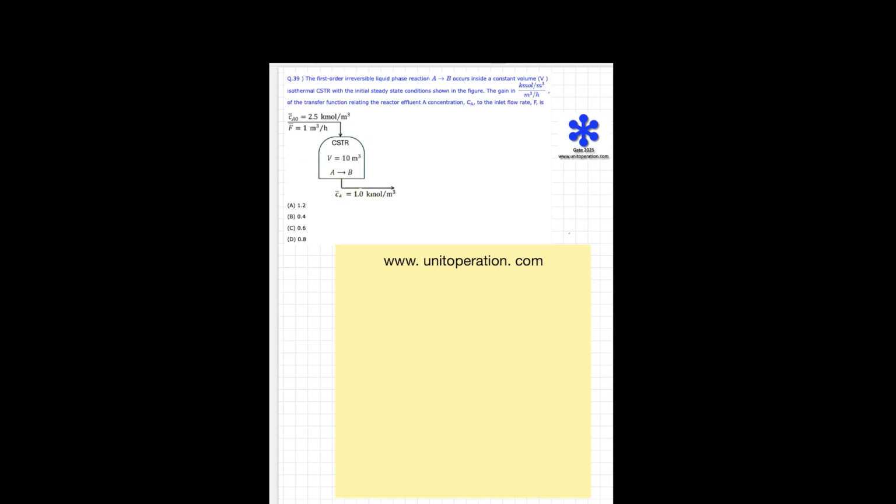Order, irreversible liquid phase reaction A to B. So these have to be looked into.